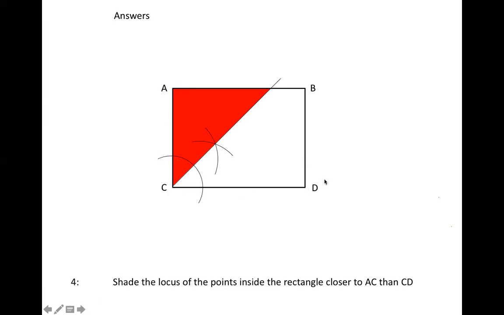Because remember, this thing is a rectangle. If it's a square, then I will have all of it equidistant to a certain extent because they're all the same length. But in this case, CD is much longer than AC by 2 cm because it's 8 by 6. So I have a certain region here where all these points will be closer to AC compared to CD. So all these points here will obey this rule.